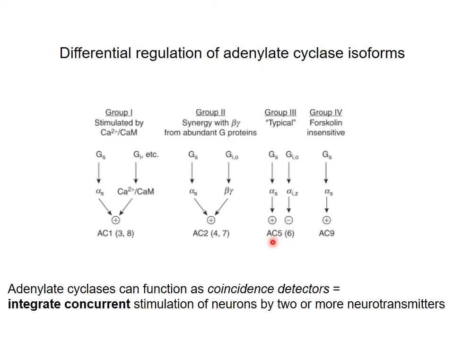However, if you have either 5 or 6, if concurrently you have activation of Gi or Go, so inhibitory, they can actually inhibit this activity. So the level of their activity will be determined by how much of each one of those is activated. So when you have things like that, when the activity of the enzyme is regulated by two different pathways, these are called coincidence detectors, because they will integrate stimulation of different neurotransmitters or different receptors to which they are binding to produce the final effect.